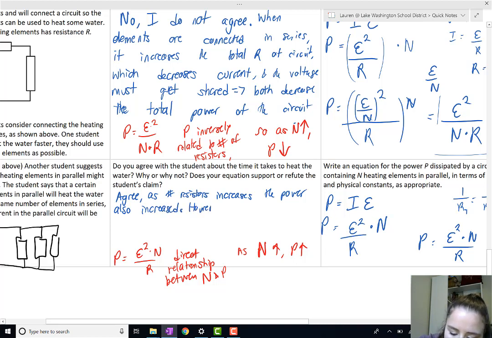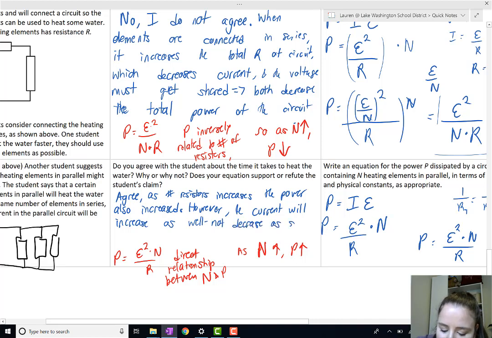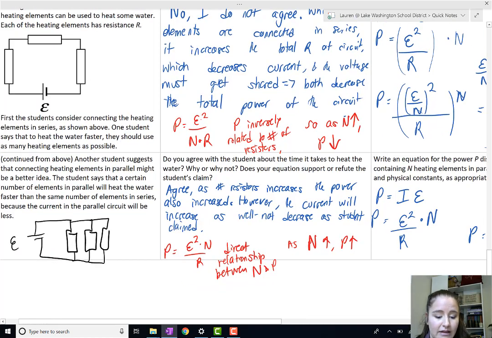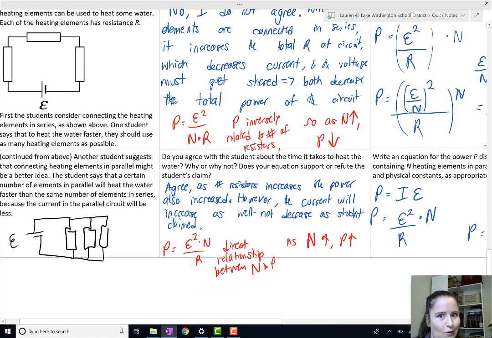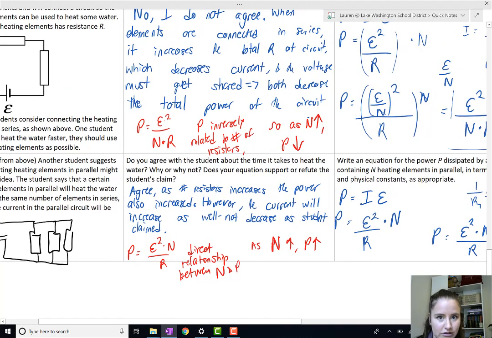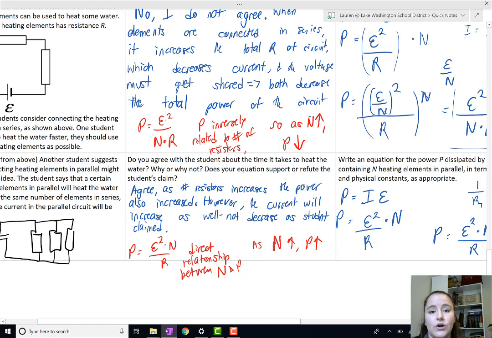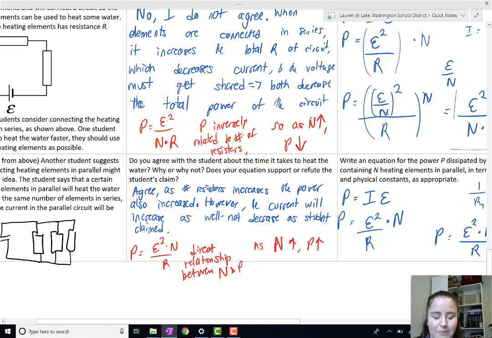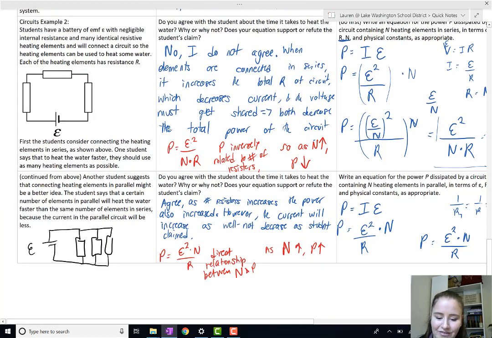However, the current will increase as well, not decrease as the student claimed. So recognizing that although their claim was correct, that it will heat the water faster, their reasoning was not quite correct. The reason is because the voltage stays the same and it actually draws more current from the power supply, from the EMF, than it did in series, okay?